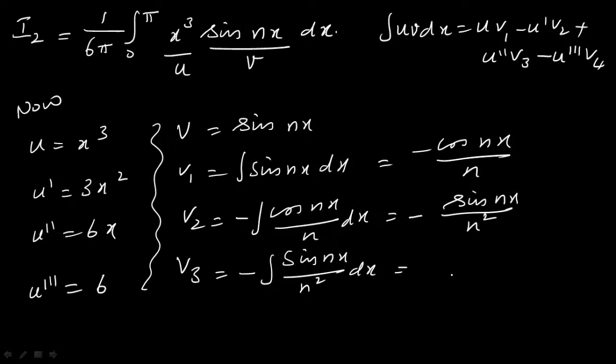So here minus 1 by n square is constant. Integrating sin nx, you get minus cos nx. Already you have minus here, so that becomes plus cos nx divided by n square. Already you have n square, so divided by n becomes n cube. Okay, so cos nx divided by n cube. So let me substitute in the formula.